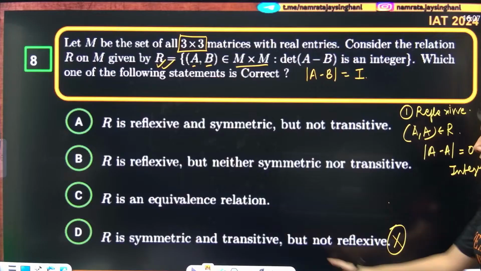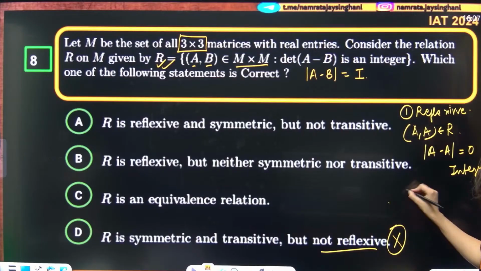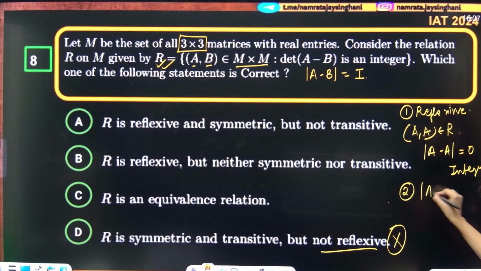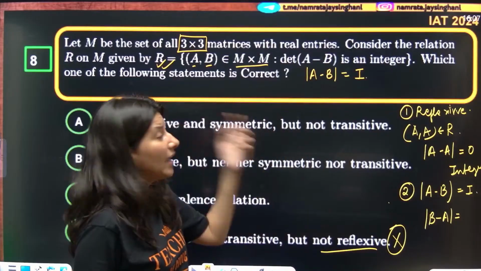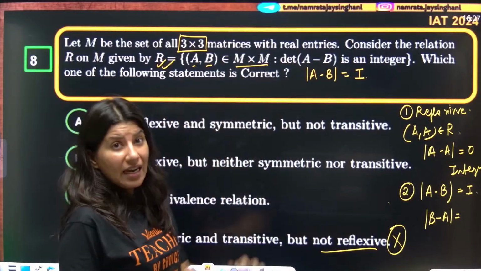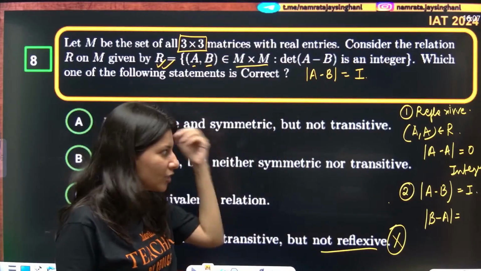Option D is absolutely wrong because reflexive is there. Now symmetric. The determinant of A minus B is an integer. So what will be the determinant of B minus A? Is it also an integer? Then only (B, A) will sit inside my relation, and if (A, B) is sitting, (B, A) should sit.